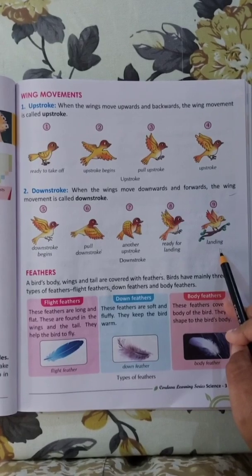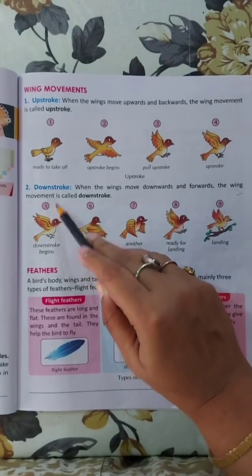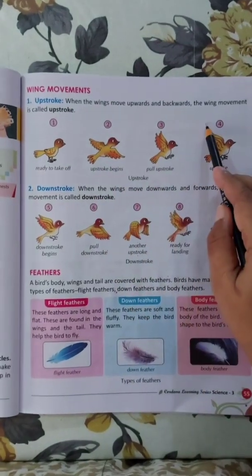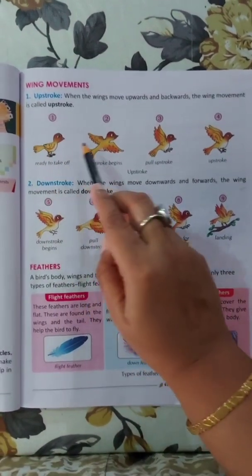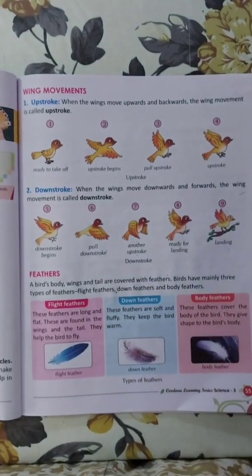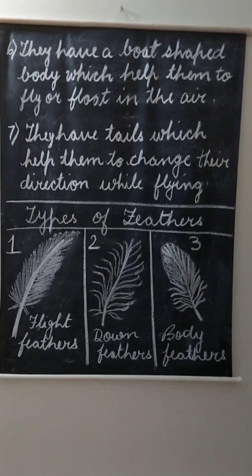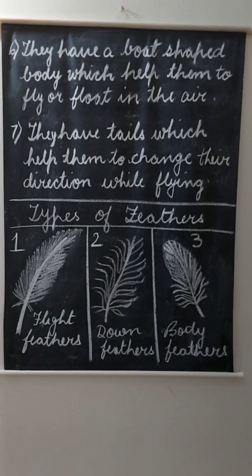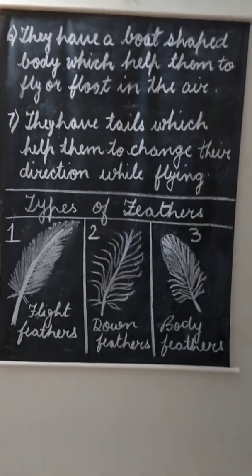So children, remember, birds move with the help of these two strokes. Upstroke while flying, downstroke while landing. See, it has been so nicely explained in your book, isn't it? So now you know, children, how birds fly with the help of these two movements, upstroke movement and downstroke movement. Now let's find out the types of feathers they have.